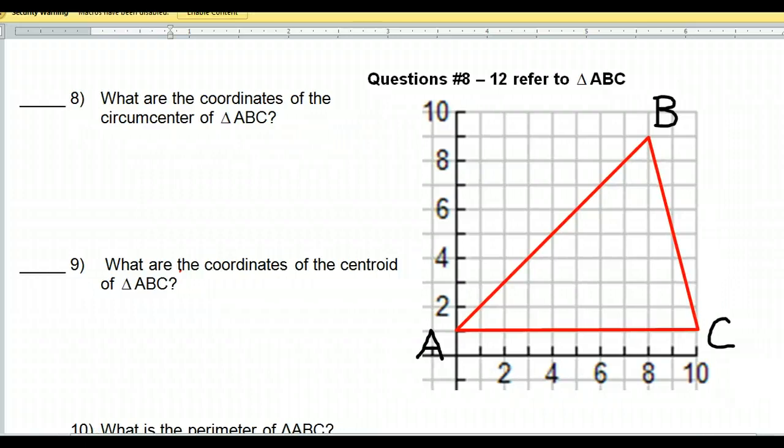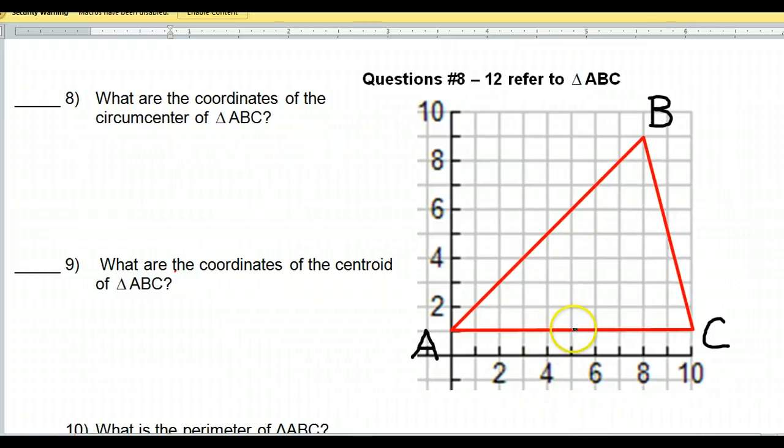Alright, circumcenter, this is the one where we have to do the perpendicular bisector. So here's the midpoint of AC. So this would be one of my perpendicular bisectors. Okay, I just need one more perpendicular bisector.